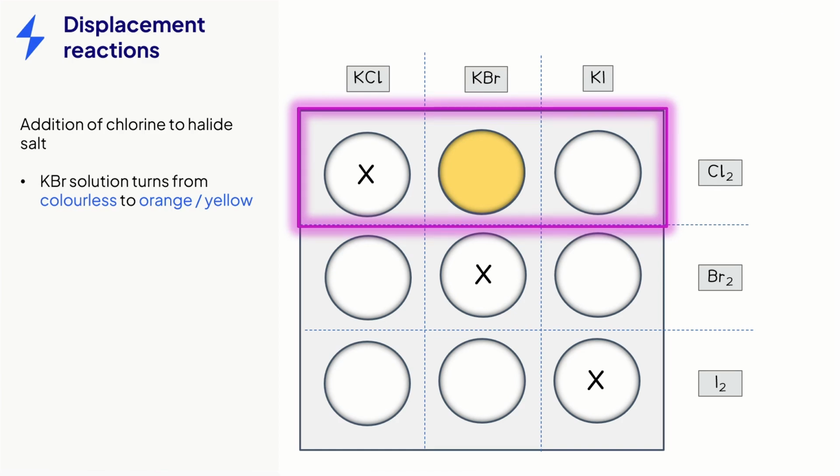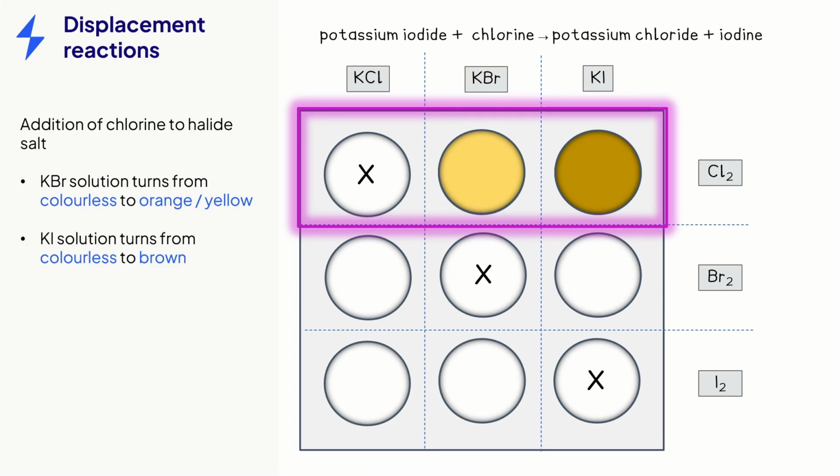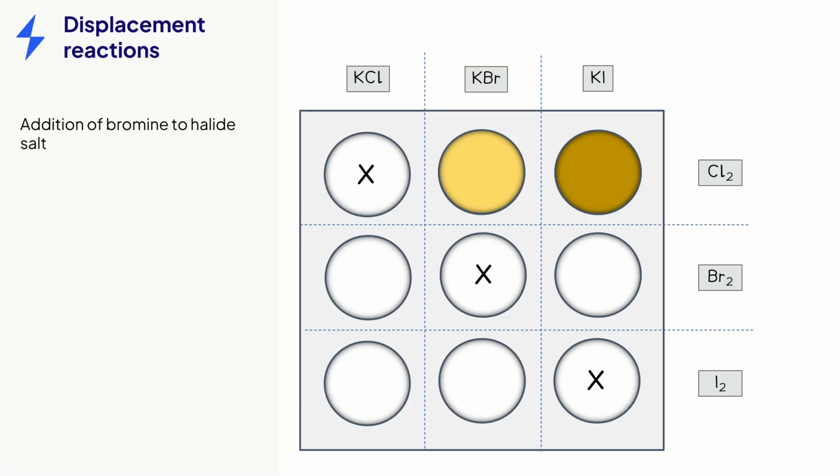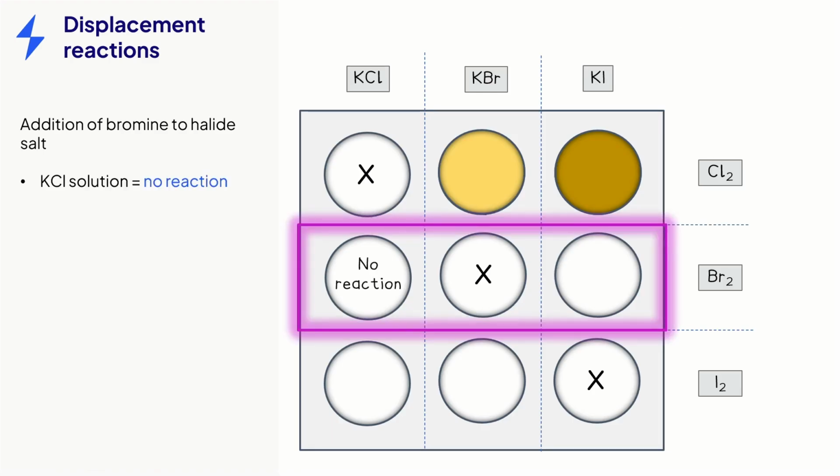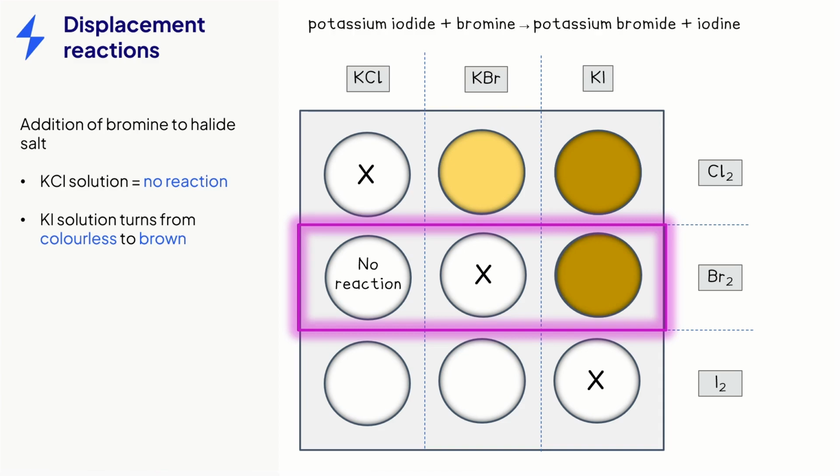A similar reaction occurs with potassium iodide. The difference here is that iodide ions are displaced in solution and brown iodine is formed. If bromine is reacted with potassium chloride and iodide, only one reaction will take place. Bromine will only be able to displace iodine from the aqueous metal salt solution and not chlorine. The equation for this reaction will be potassium iodide plus bromine forms potassium bromide and iodine.